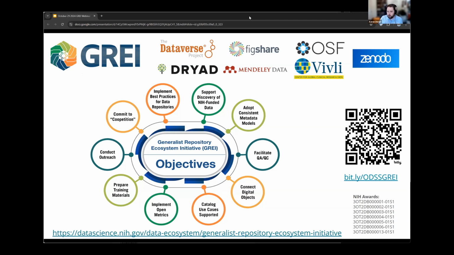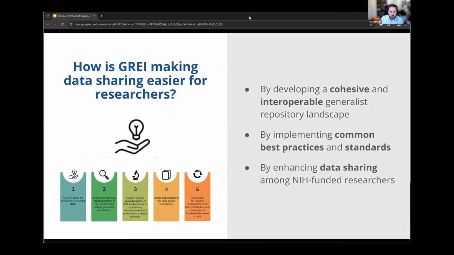For the purposes of this presentation, we're really going to look at implementing best practices for data repositories, supporting discovery of NIH-funded data, and of course, conducting outreach, which is what I'm doing right now. We have a number of objectives we're trying to complete, using NIH resources and guidance to help make all of this happen, to make your lives as researchers better.